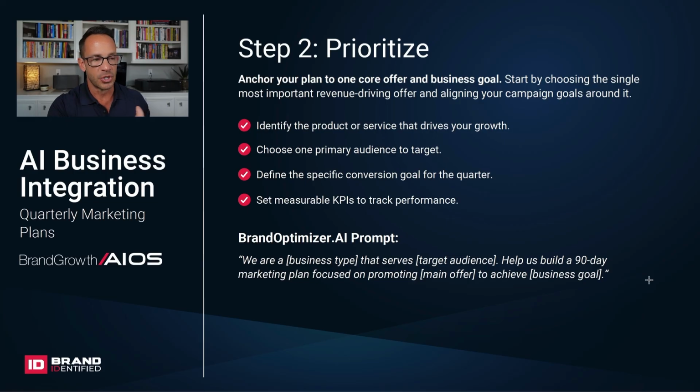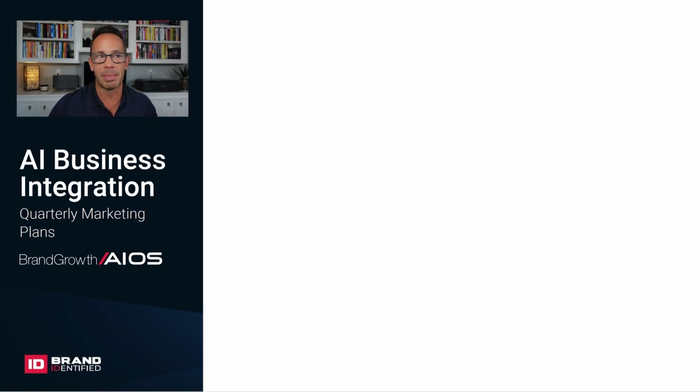So for example, this prompt right here is "We are a" and enter in your business type that serves, and enter in your target audience. Help us build a 90-day marketing plan focused on promoting, and then you would enter in your main offer to achieve, and then you would enter your business goal. So take that prompt, go ahead and take the 10 questions and the 10 answers from step number 1 and enter them over into BrandOptimizer.ai.